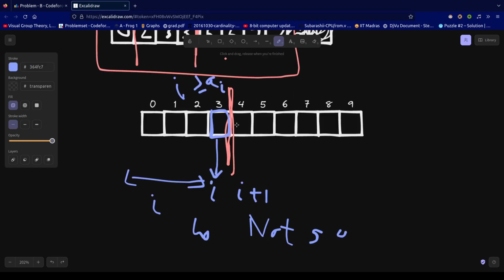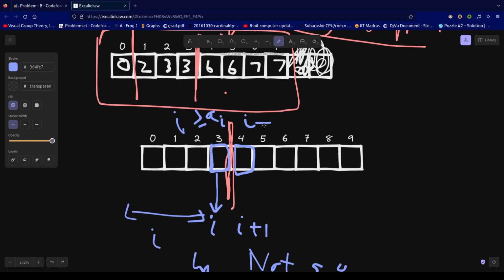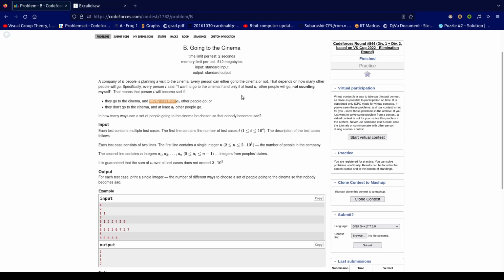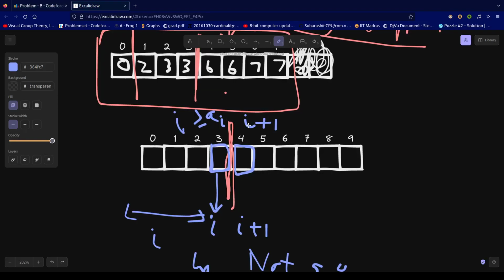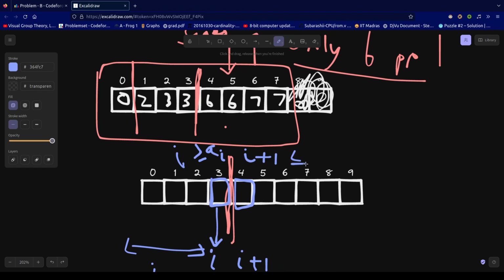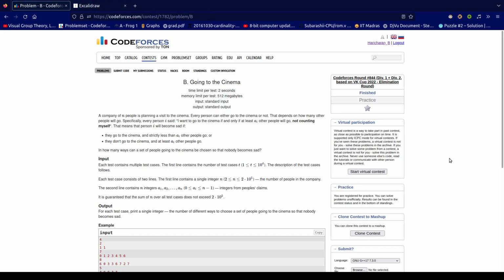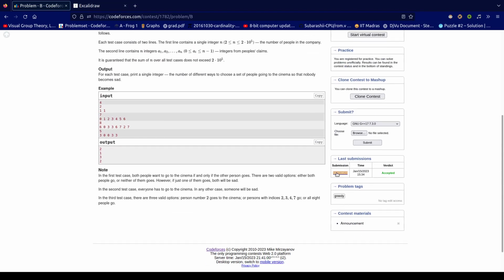And based on the same logic, if you take this particular index over here, you can clearly observe that I plus 1 other people are going, and this person will be sad if they don't go to the cinema and at least a people go. That means the number of people who go has to be greater than or equal to a basically. So that means I plus 1 has to be less than or equal to a plus 1. So based on this, I'll just show you my solution here.